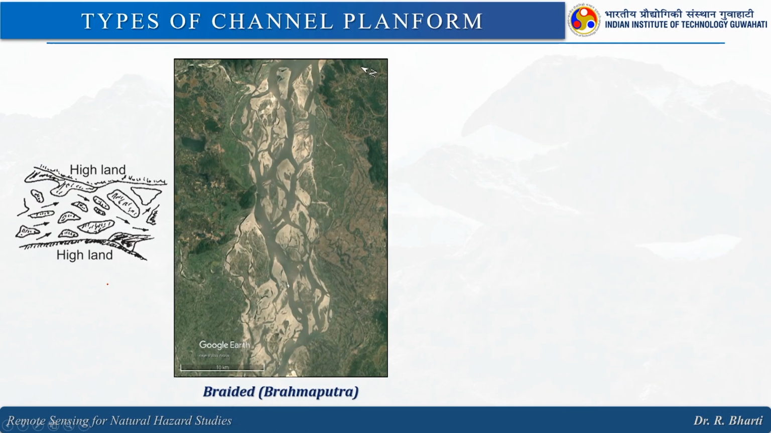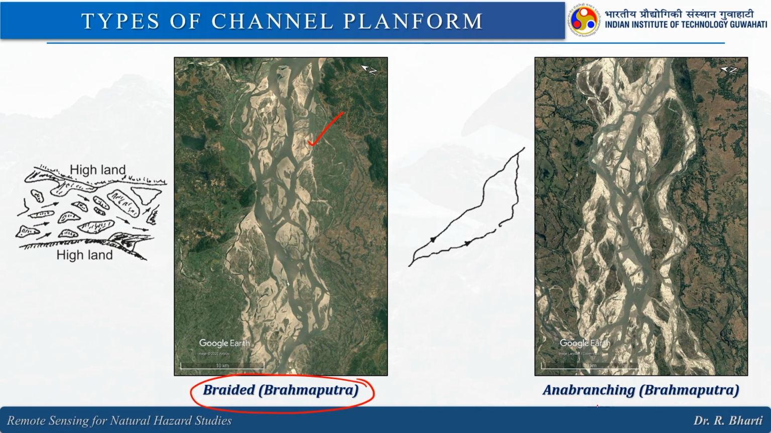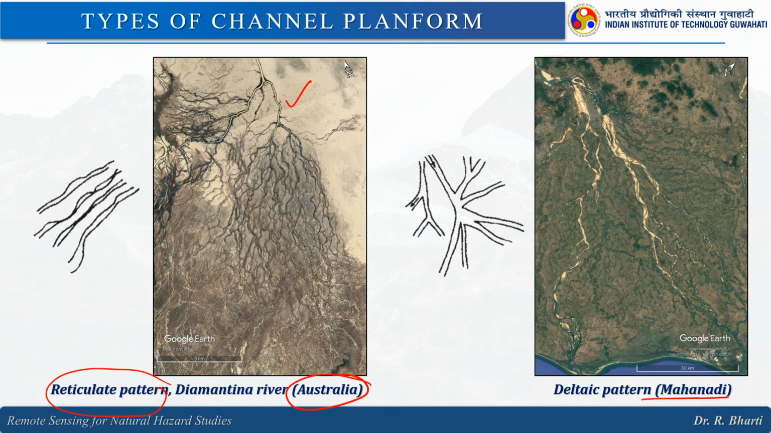Then here you can see the braided example. This is from the Brahmaputra, and this is again anabranching that you can easily see in the Brahmaputra, right. This kind of flow will be there: two main channels divide and then subsequently they meet, right. Then from Australia we have one reticulate pattern. Here you can see this is the Mahanadi deltaic pattern. This kind of feature will be present here, and delta formations are very common and have been reported in many studies, right.